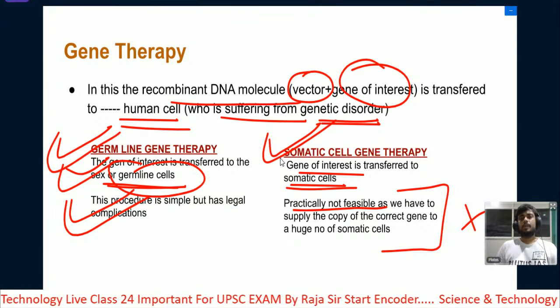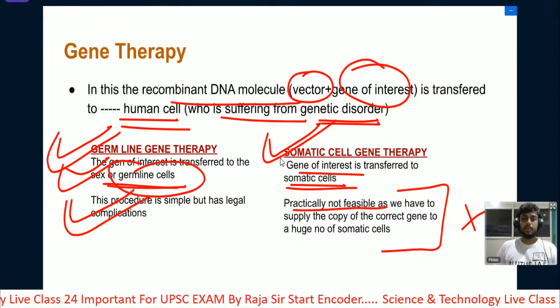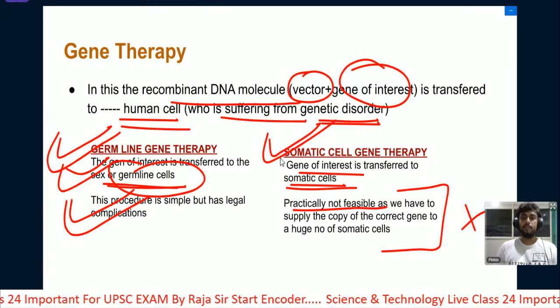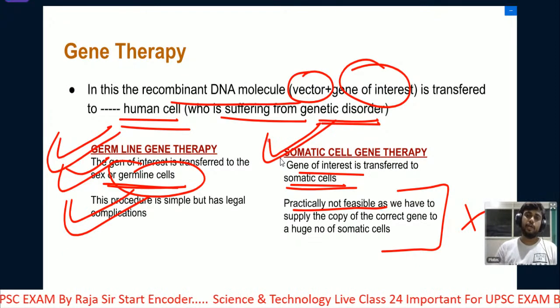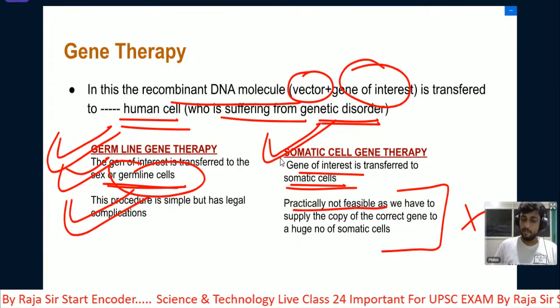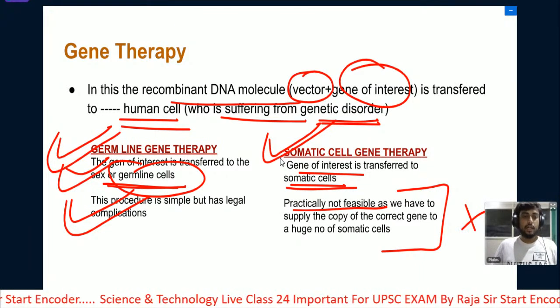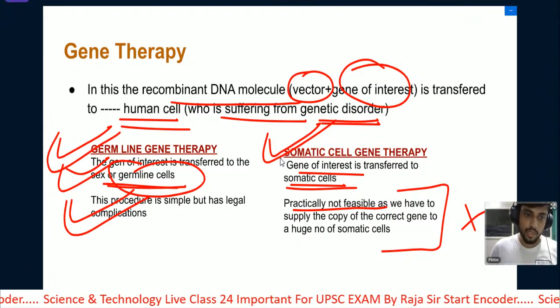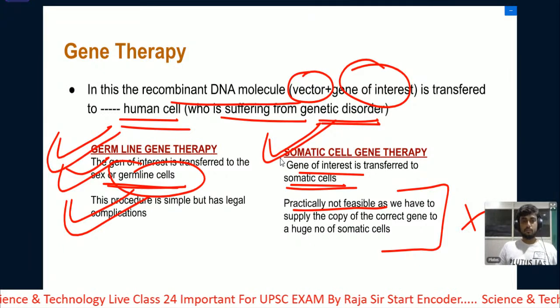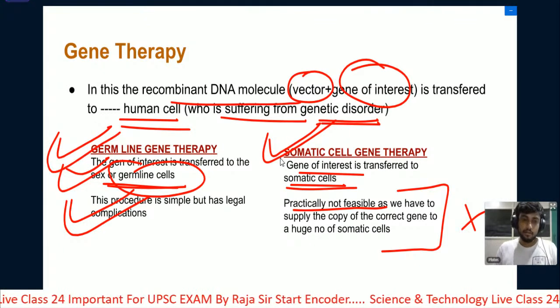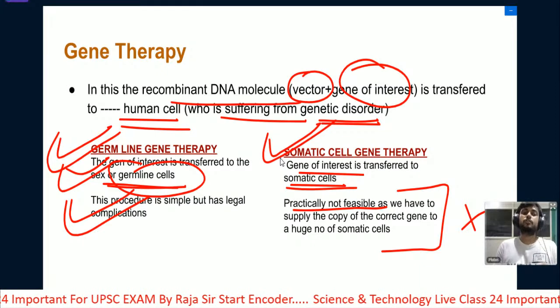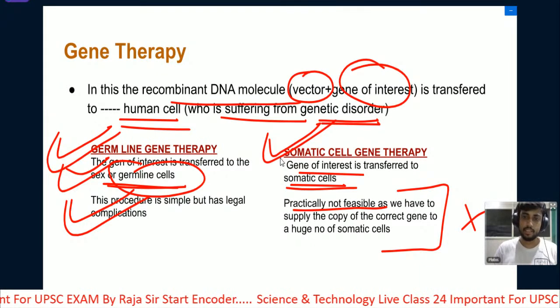No, in case of germline therapy, the affected person will not get benefited. And the somatic cell gene therapy we can do in certain cases, like in case of the lungs. It has no legal complications. We are not producing designer babies. We are just correcting one gene in your sex cell.